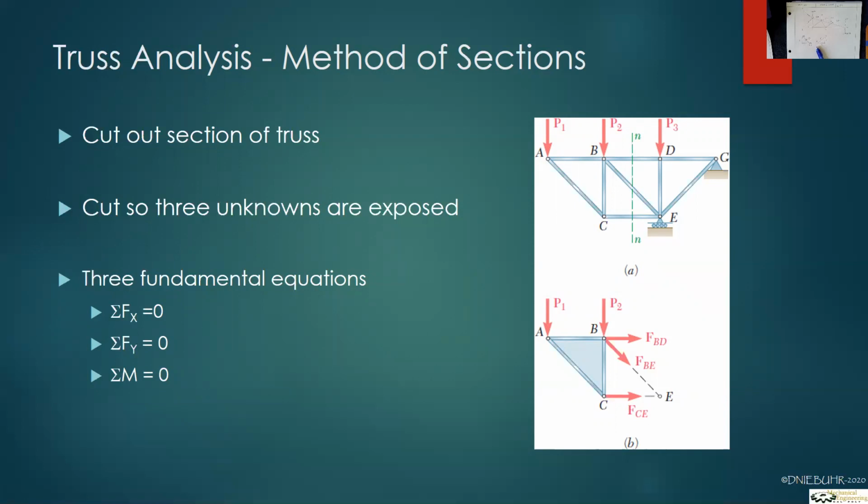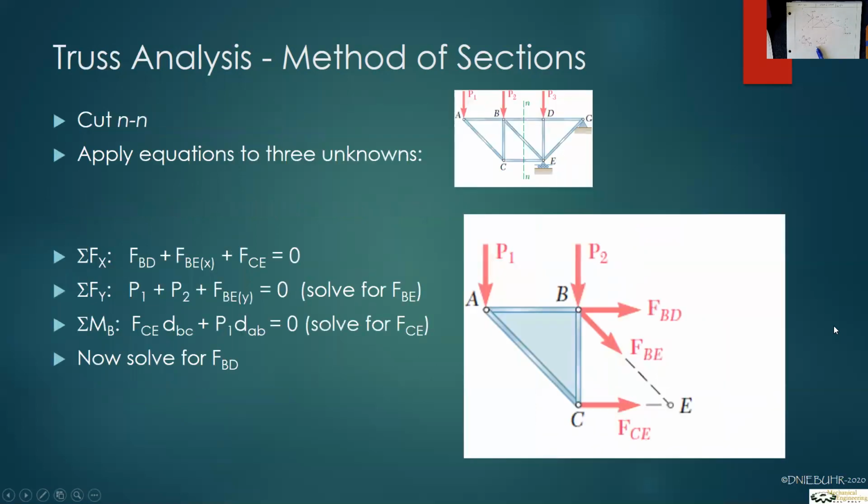Now, once you had that, you could sum moments about another point, or you could sum forces. One of the things you'll notice right away is that BE is the only one of the two unknowns that has a Y component. So if you didn't even want to start with summing moments about B, you could have started by just summing the forces in the Y, and solved for BE directly. Once you had BE and then found CE, you could have summed the forces in the X and solved for BD. So that's easy to say in words, but let's actually look at an example.